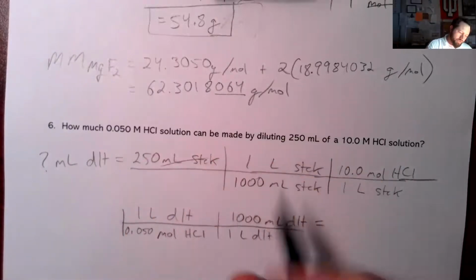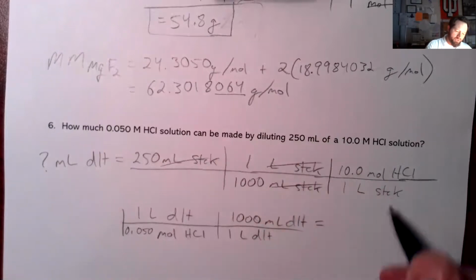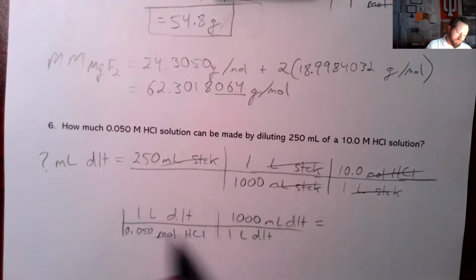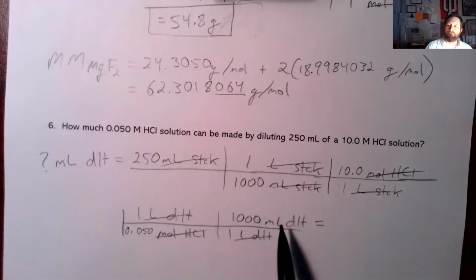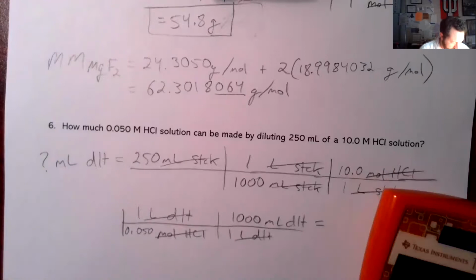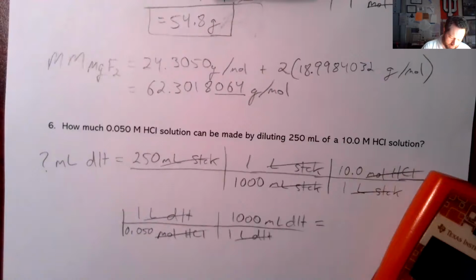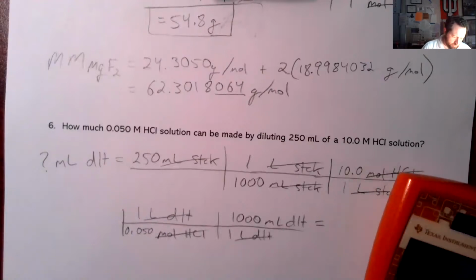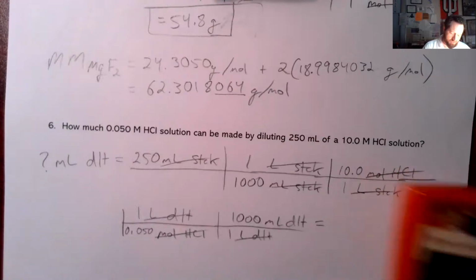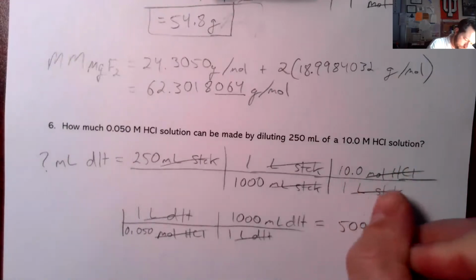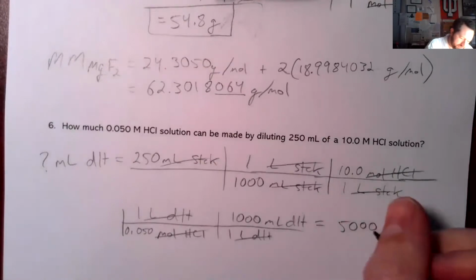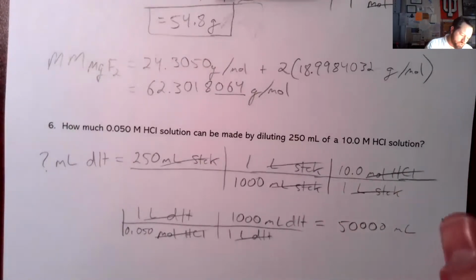There we go. Milliliters of stock is canceled out. Liters of stock is canceled out. Moles of HCl is canceled out. Liters of dilution is canceled out. The only unit we have left, milliliters of dilution. Let's crunch. 250 divided by 1,000 times 10 divided by 0.050 times 1,000. And I had a big old number of 50,000 milliliters of HCl is what we could make.